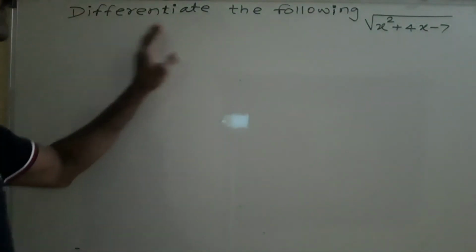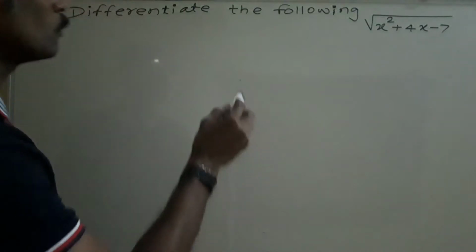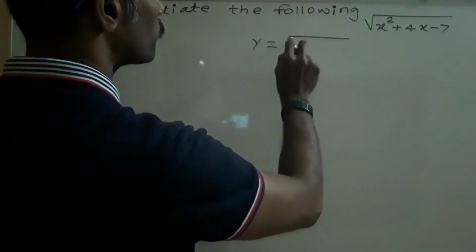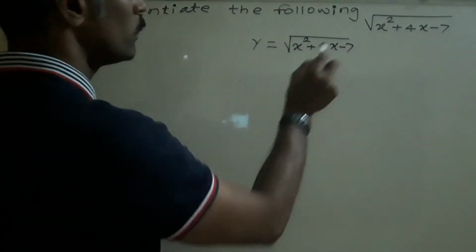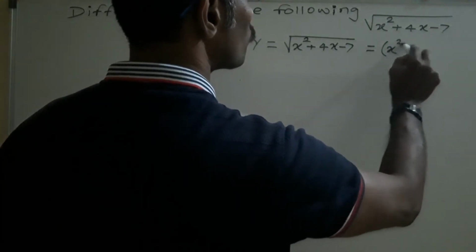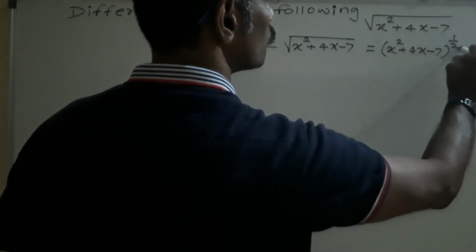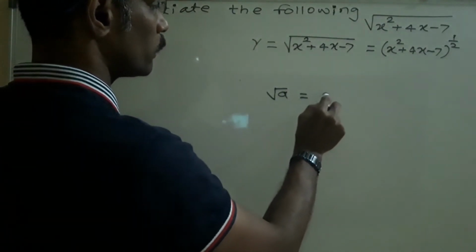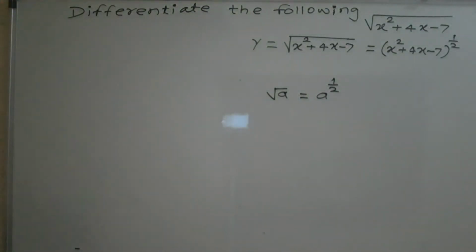Hello friends, differentiate the following: square root of x square plus 4x minus 7. Now for this I will write y is equal to square root of x square plus 4x minus 7. Now I will reduce this in this way: (x square plus 4x minus 7) raised to 1 upon 2. Suppose square root of a, we also write as a raised to 1 upon 2. This way we write this example.